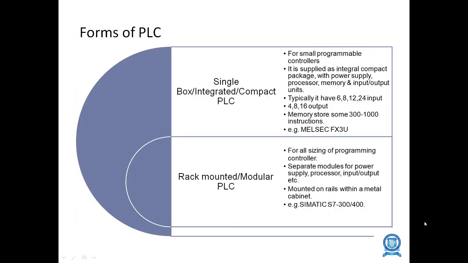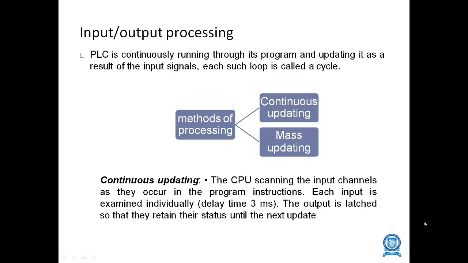Forms of PLC: single board integrated compact PLC and rack mounted modular PLC. Single board PLCs are small programmable controllers supplied as an integral compact package with a small power supply. Typically, they have 6, 8, 12, 24 inputs and 4, 8, 16 outputs. Example: MELSEC FX3U. For larger sizing and programming, controllers with separate modules of power supply and processor are used in rack mounted PLCs. Example: SIMATIC S7-300 and 400.